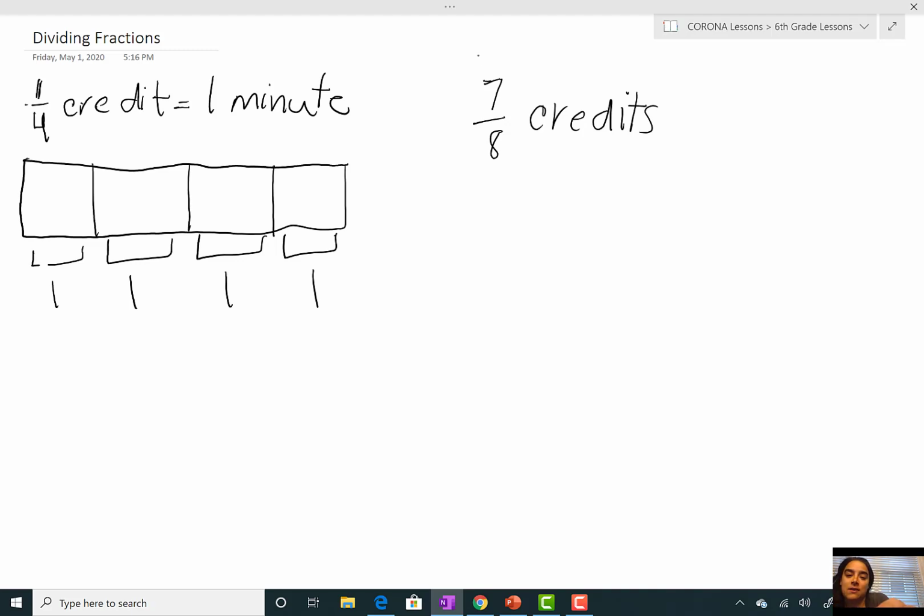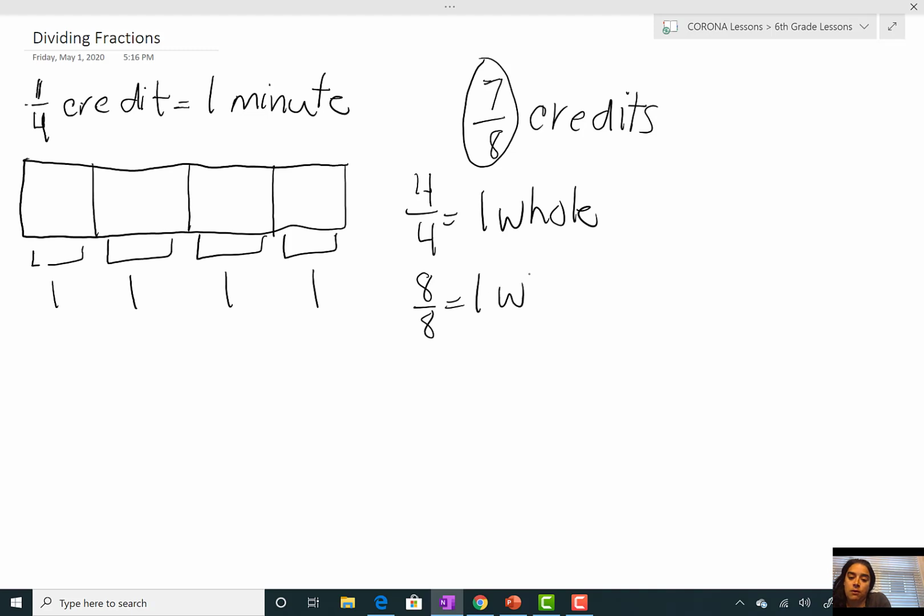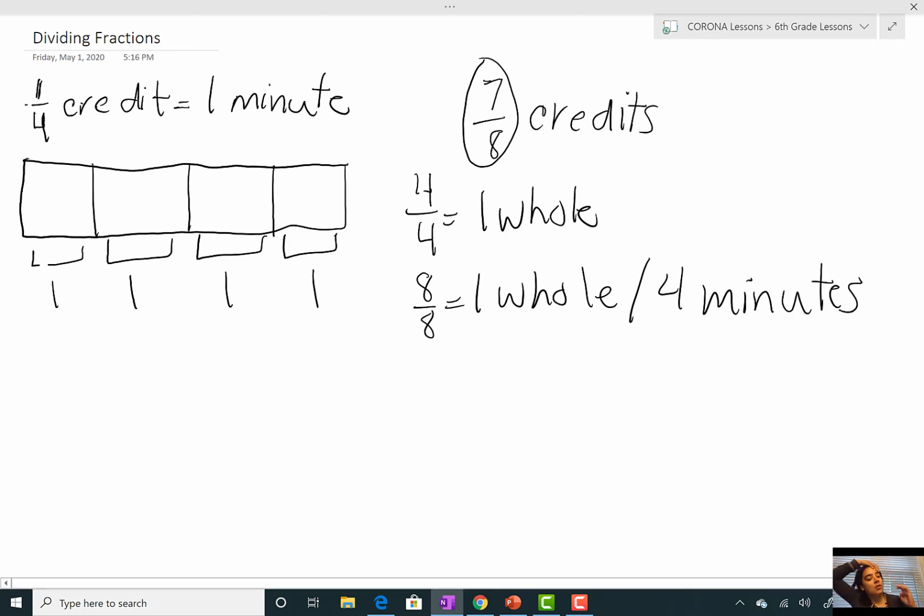Now, but she has 7/8 credits. So 4/4 is the same as 1 whole. So the only way that would be possible is if she had 8/8 credits, which is also 1 whole, which allows her to play for 4 minutes. So based on the fact that she has 7/8 credits, we know she's going to play for less than 4 minutes. So let's figure this out.